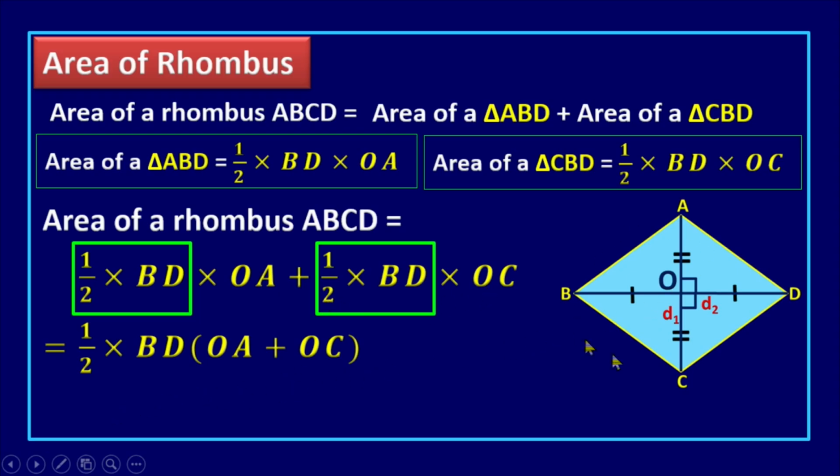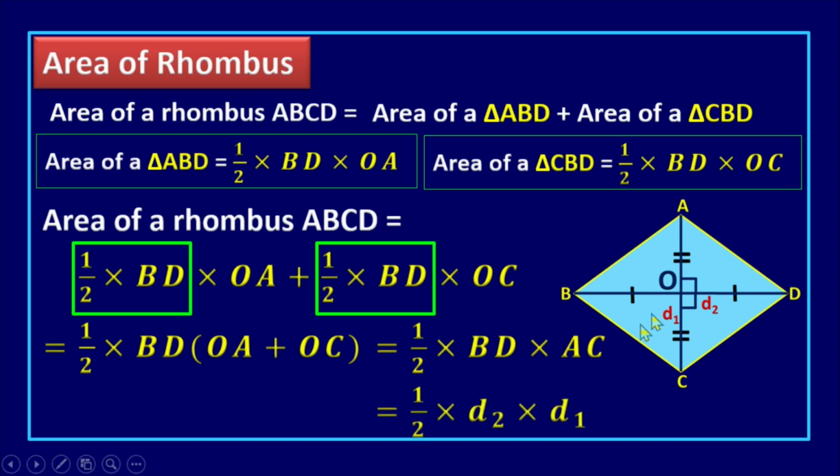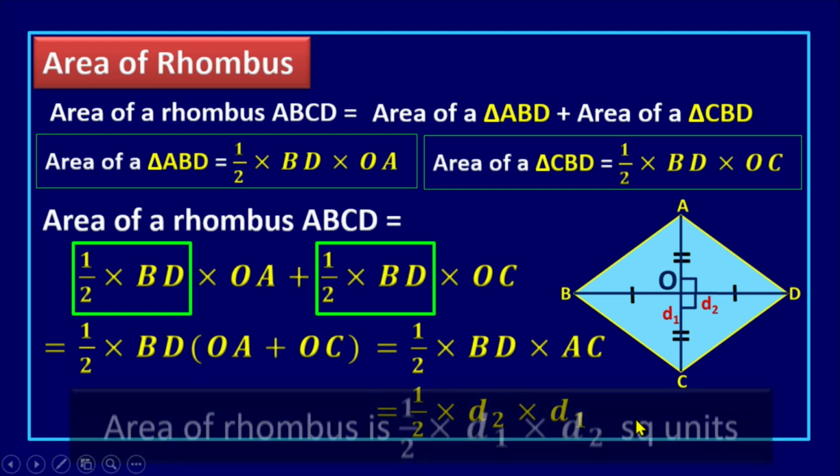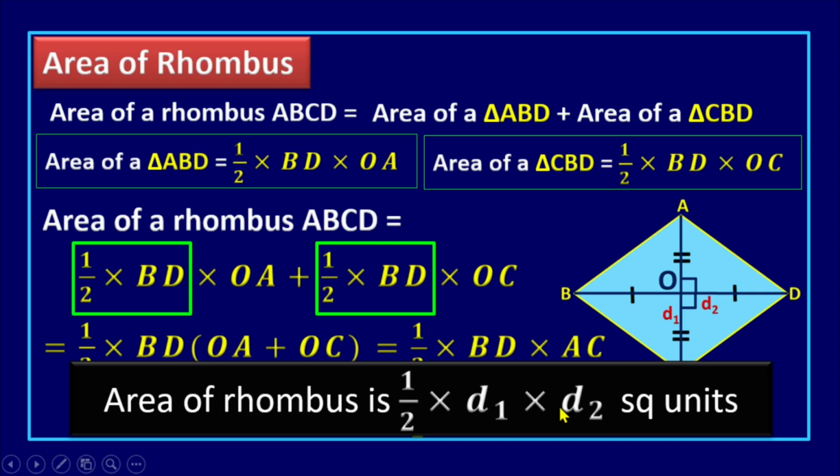Now from this figure, what is OA plus OC? OA plus OC is AC. That means I get half BD into AC. But BD is D2 and AC is D1. So I get half into D2 into D1. That means the area of a rhombus is half into D1 into D2 square units. So this is the formula to find the area of a rhombus, children.